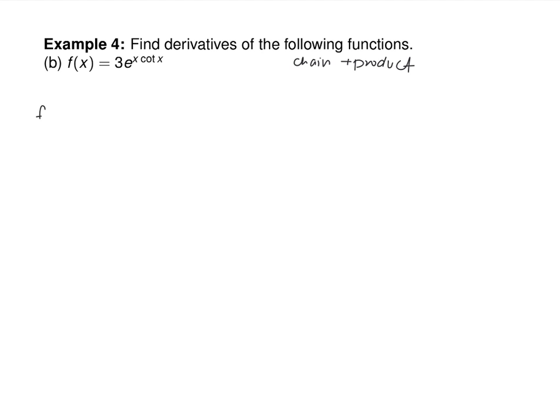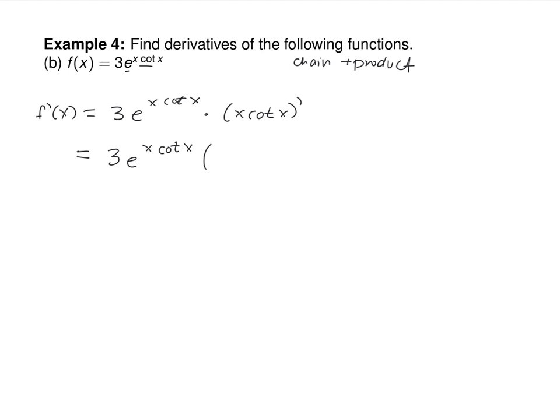Okay, so f prime of x, the first thing you differentiate, first of all, the 3 doesn't matter, just leave it alone, right? You have e to the stuff. What's the derivative of e to the stuff? E to the stuff. The stuff does not change. Times stuff derivative, which you could write with d over dx or prime. So 3 e to the x cotangent x.